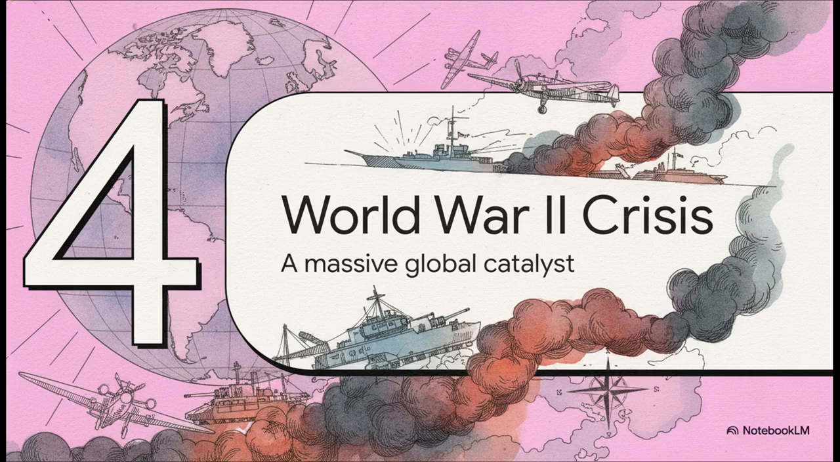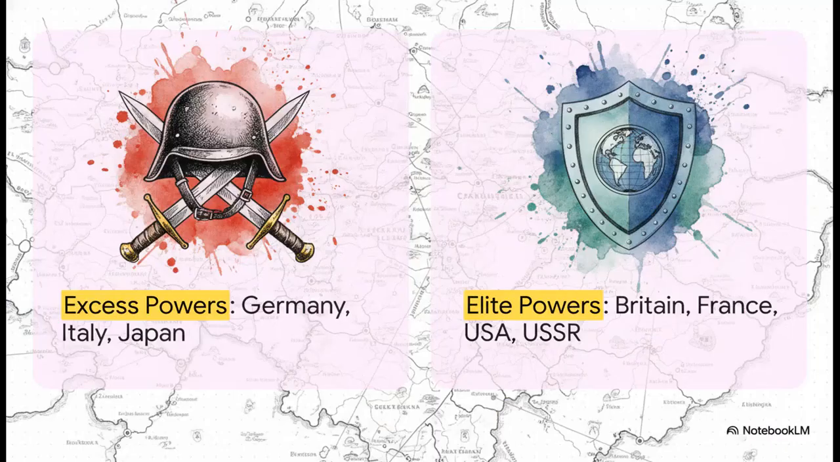Section 4. The World War II crisis. Just as all these domestic tensions were peaking, a massive global shockwave arrived in 1939, forcing everyone's hand. The outbreak of World War II drew hard lines. Interestingly, our source notes literally refer to them as the excess powers, meaning Germany, Italy, and Japan, facing off against the elite powers, Britain, France, the USA, and the USSR.